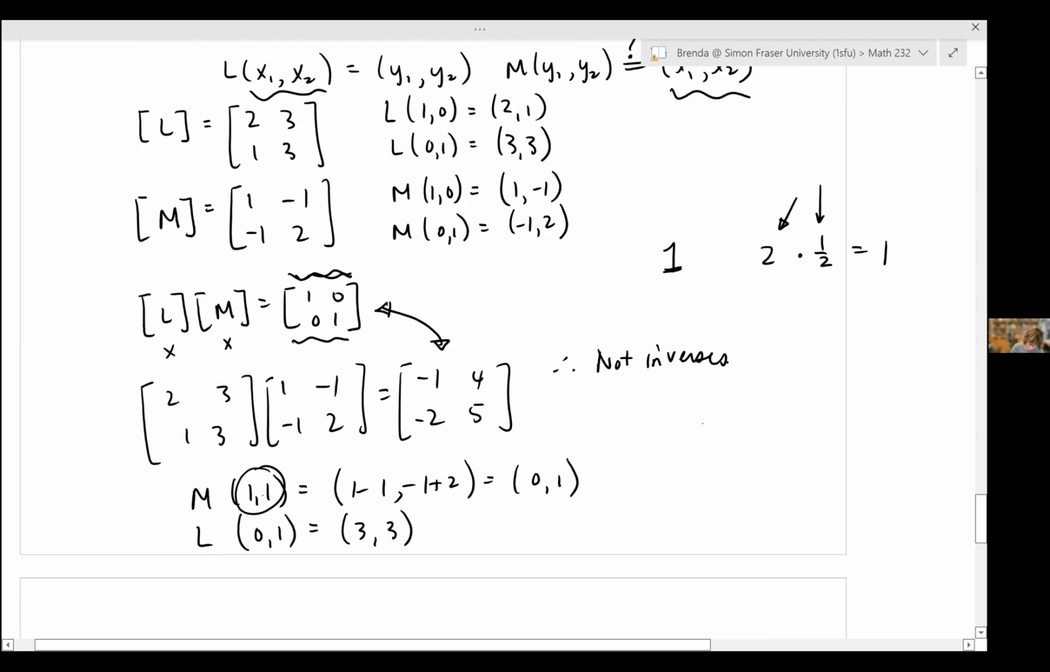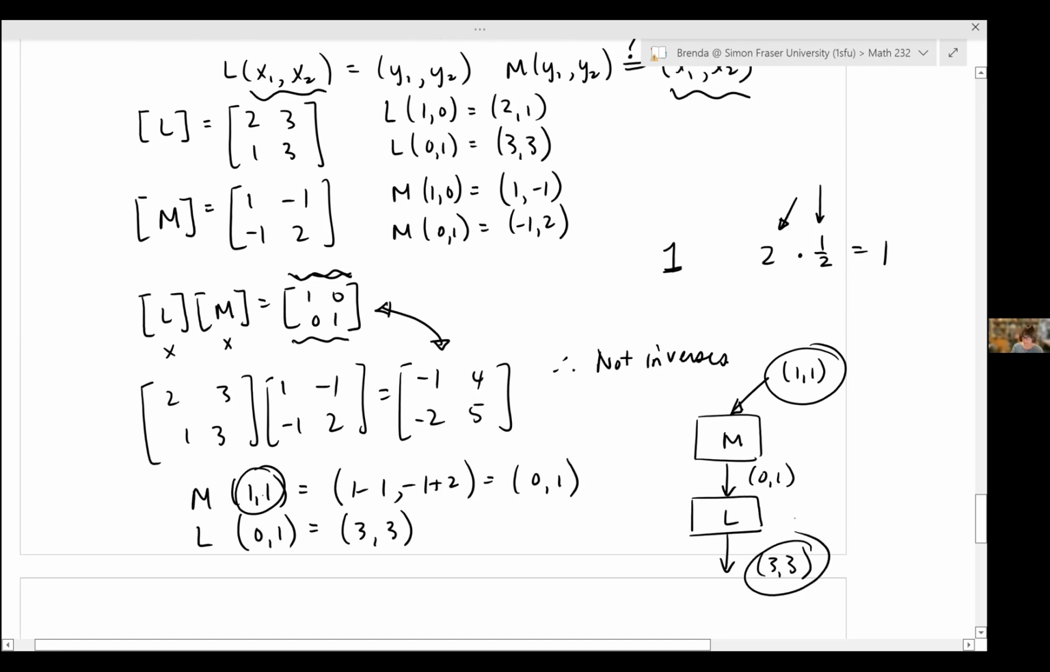Okay, so I'm in this situation here. I've got my little boxes, and into this box, I put the vector 1, 1, and then I got out the vector 0, 1, and then I went into the next box, L, and I got out the vector 3, 3. Okay, and then I see that these are not the same. So these are not inverses.